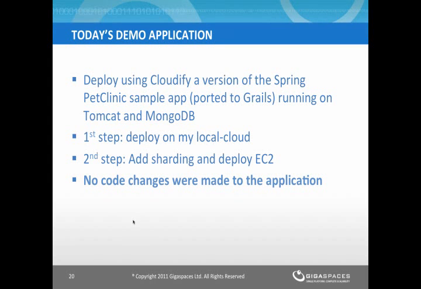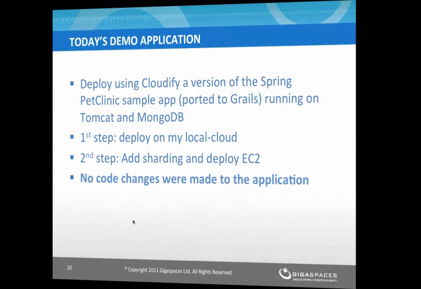Since we're using a cloud environment, we can use more than one instance. So we'll add sharding to the MongoDB backend and deploy it on EC2. And sharding means actually adding a few more services for those of you who are familiar with MongoDB. The main takeaway here is that no changes were made to the application code. So all we did throughout this process is actually wrap an existing application with the Cloudify recipe, and we use the same application for deployment on a local cloud and on EC2. All right, so let's switch over to the local cloud.